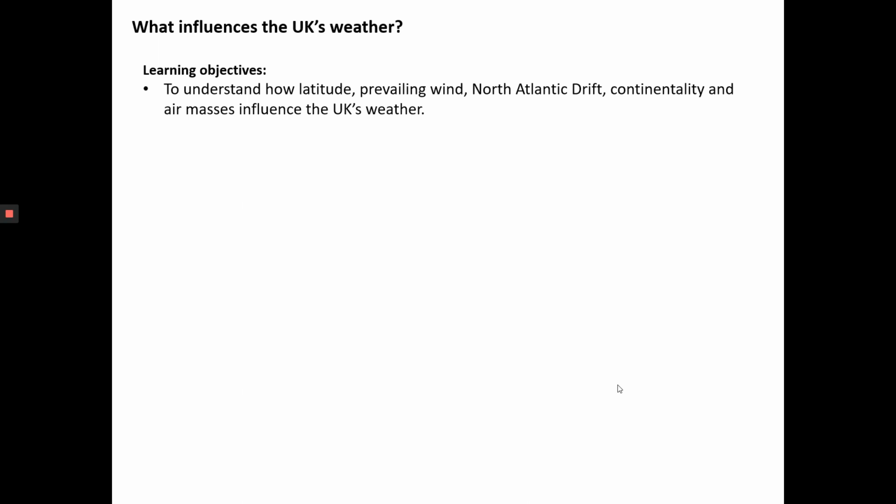Right, so we're starting the next unit of work. This is Unit 3, which is UK Environmental Challenges. This unit has quite a variety of things in it. It's basically split into three chunks.